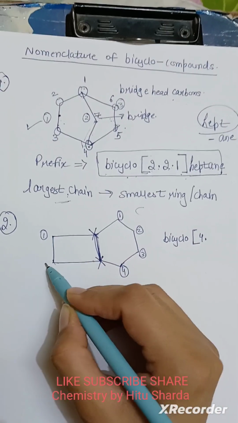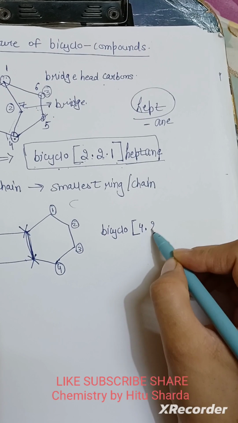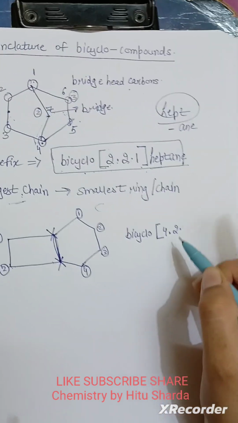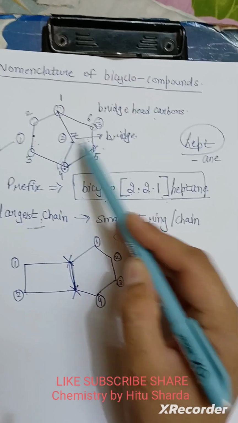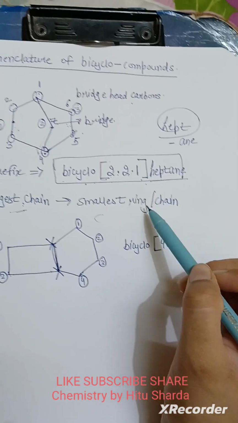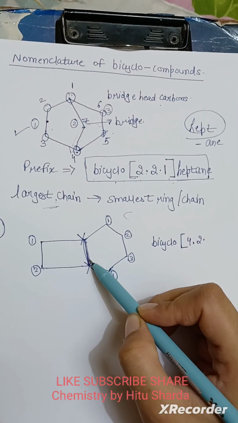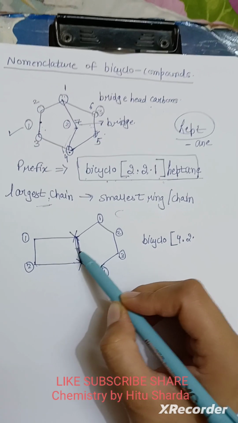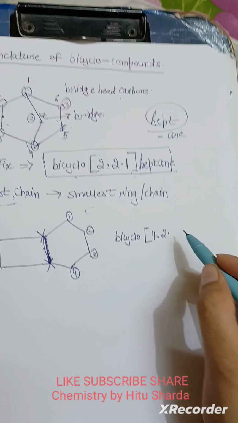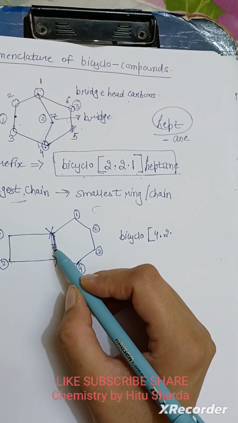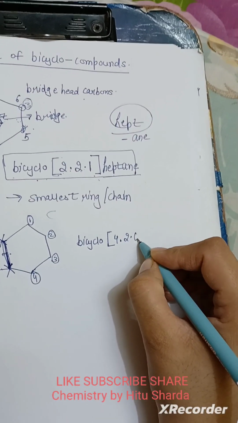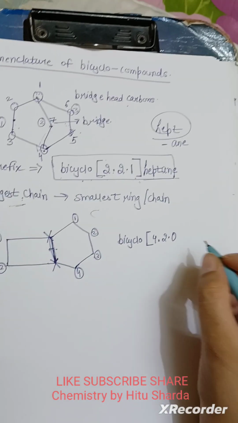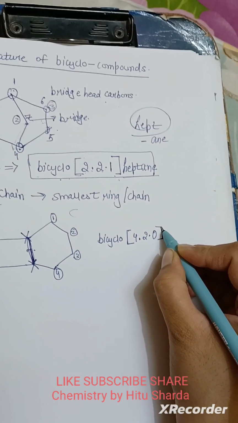Count the carbons, 1 and 2. So write 2. Now we will talk about the third chain. As in this case, this was the bridge and this was the carbons, so we have written 1, right? But in this case, there is no carbon within the bridge, right? But you have to write something here. So if there is no carbon on the bridge, then you will write 0. Okay. Now close the square brackets.